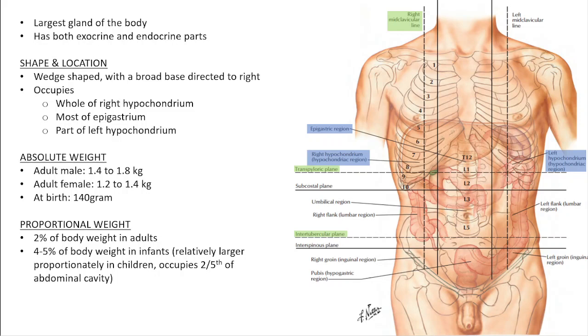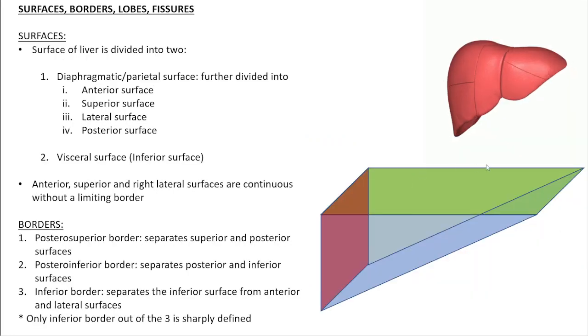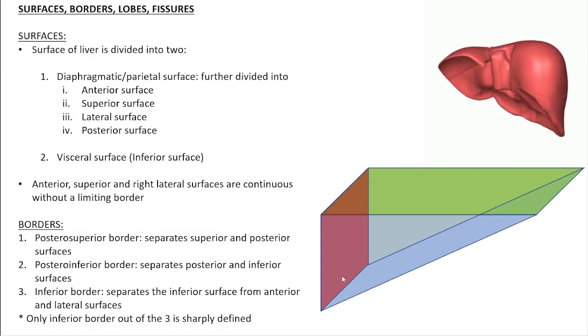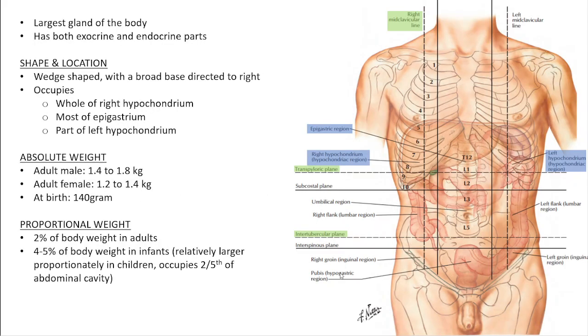Liver is roughly a wedge shaped organ. What is the meaning of wedge? Wedge means which has a narrow apex part and a broader base, kind of like a triangle. So in the next slide I will show, this is the shape of a wedge. This is the sharp part of the wedge. This is the broad part of the wedge. So it is wedge shaped.